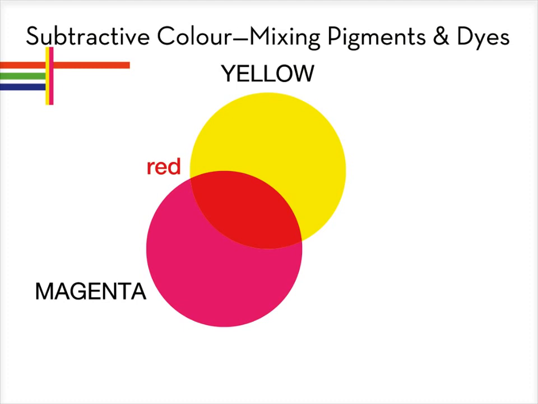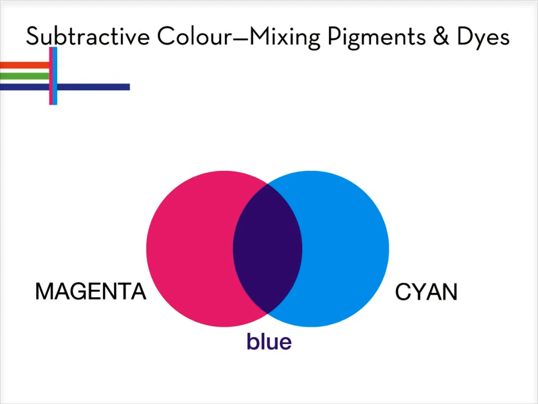Yellow ink absorbs the blue light. Magenta ink absorbs the green light. Only the red light remains. Red is a subtractive secondary color achieved by mixing 2 primaries. The magenta ink absorbs green light. Cyan ink absorbs red light. Only the blue light remains. Blue is a subtractive secondary color achieved by mixing 2 primaries.